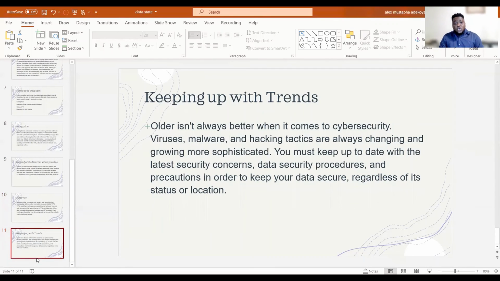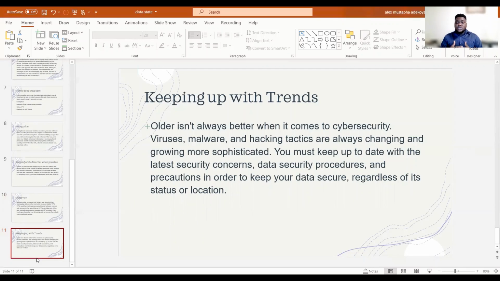Keeping up with trends. Older isn't better when it comes to cybersecurity. Viruses, malware, and hacking tactics are always changing and growing more sophisticated, because the most constant thing in this life is change. And the more people grow, the wiser they become. Once they come up with an antivirus for a kind of virus, hackers come up with another thing. So every day new things just keep popping up. So it's always better to keep up to date.